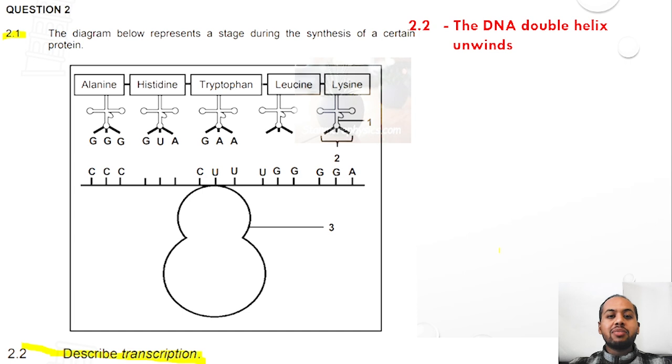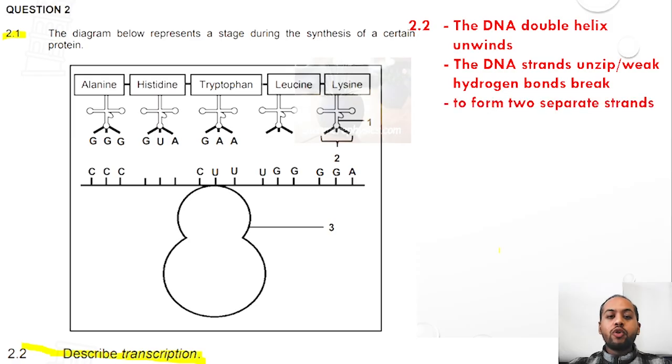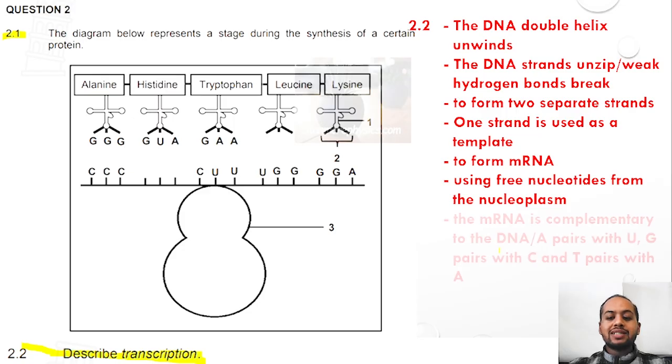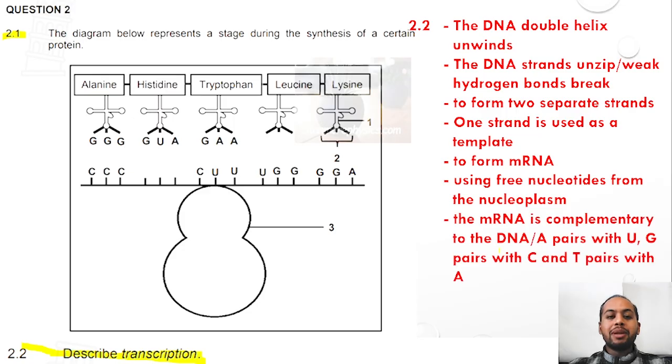Firstly, the DNA double helix unwinds. The DNA strands unzip. The weak hydrogen bonds are going to break to form 2 separate strands. But only one strand is going to be used as a template strand to form mRNA. Using free nucleotides from the nucleoplasm, mRNA is complementary to DNA. mRNA now has the coded message for protein synthesis.